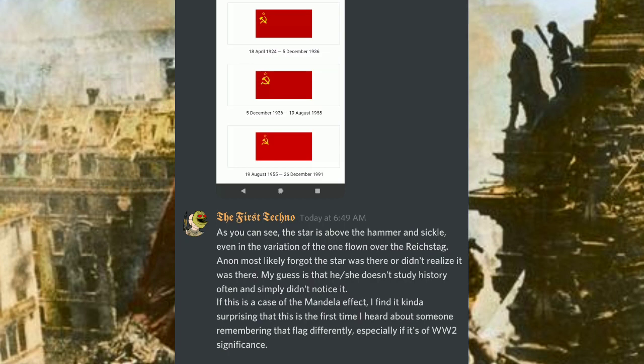If this is a case of the Mandela effect, I find it kinda surprising that this is the first time I heard about someone remembering that flag differently, especially if it's of WW2 significance.